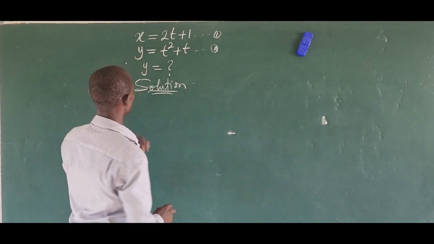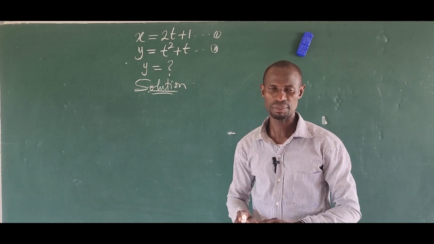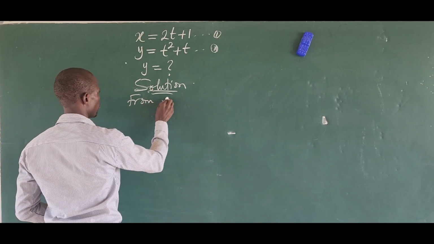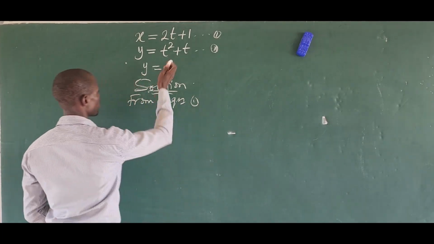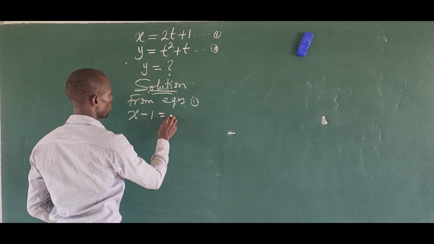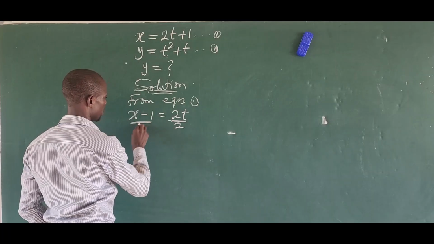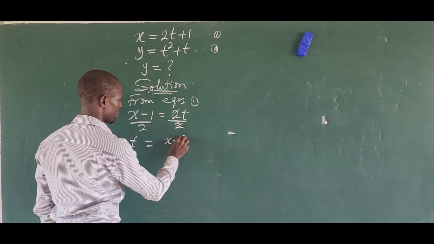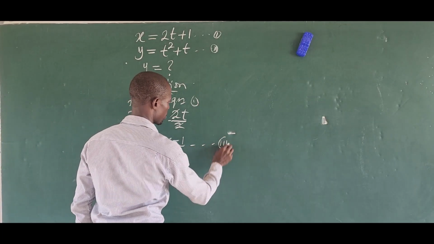All right. Now from equation 1, all we just have to do is to make the parameter the subject of the formula. So we can say from equation 1, we want to make t the subject of the formula. So if we move this to this side, this is going to give us x minus 1 equal to 2t. Just divide through by 2. So we now have t is equal to x minus 1 all over 2. So we have a new equation. Let's give this equation 3.